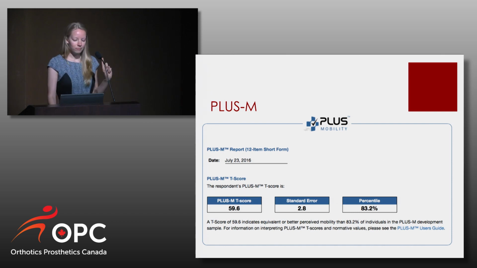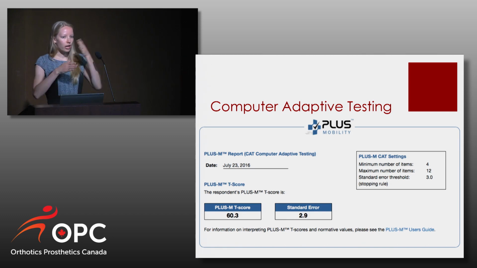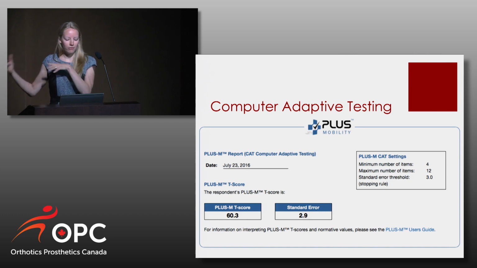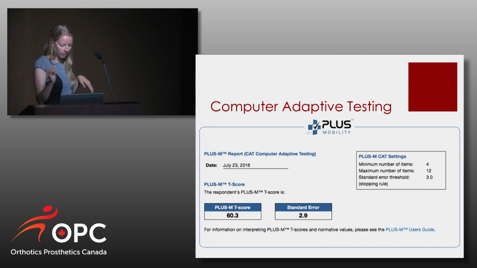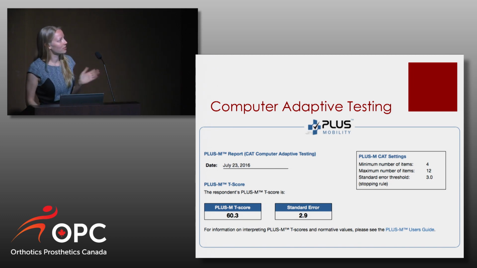Now, if you want to get faster, you can use computerized adaptive testing, which is where they actually change the questions based on your responses to previous questions to try and more accurately determine where you fall and reduce the number of questions you have to answer. So in this one, it tells you the minimum number is 4, the maximum number is 12, and as soon as you have an error of 3, it will stop you. And again, it gives you your T-score and your error.